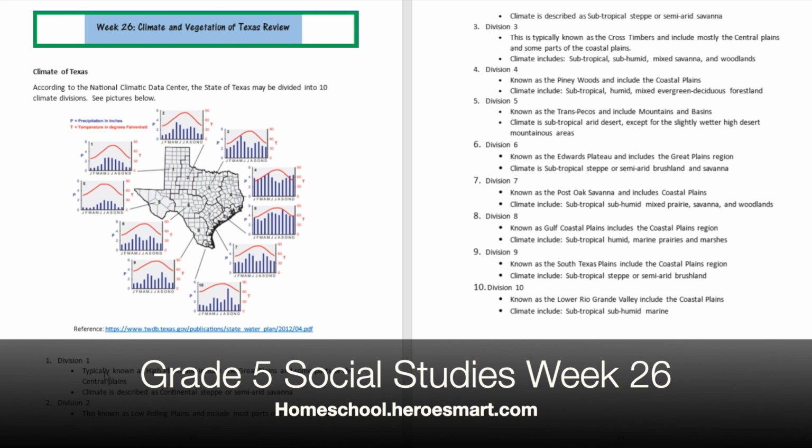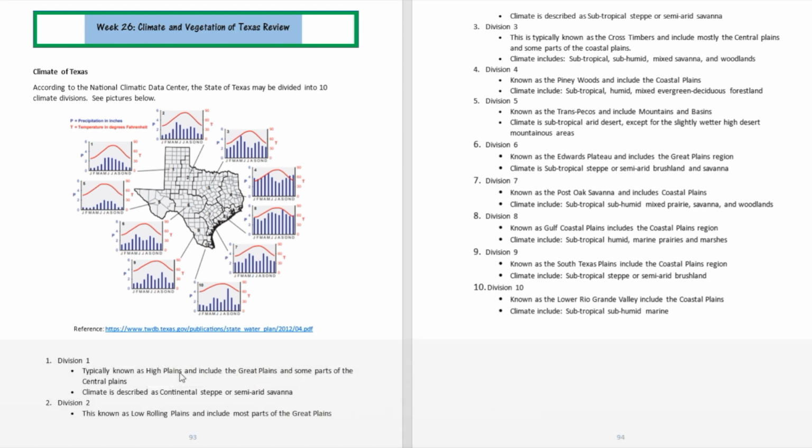divisions. And division number 1 is typically known as the High Plains, and includes the Great Plains and some parts of Central Plains. Okay, the climate is described as continental or semi-arid savanna. All right. Now, division number 2 is known as low rolling plains, and includes most parts of the Great Plains. The climate is described as subtropical or semi-arid savanna as well.